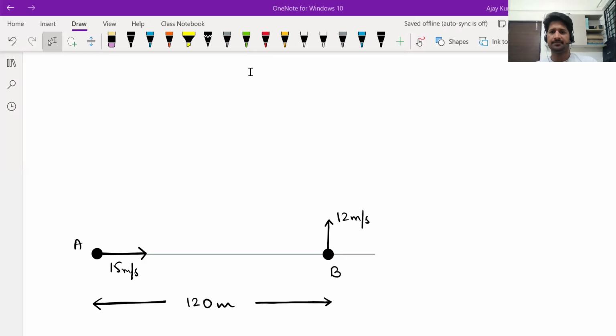Any answer, anyone? You need to visualize how one object moves relative to the other and then do the calculations. Try. Or if you are stuck somewhere, you can ask.